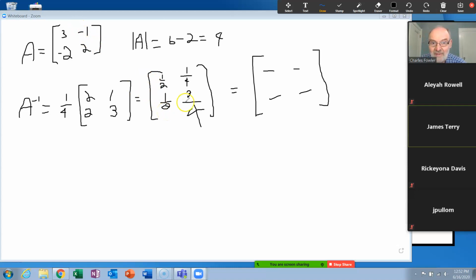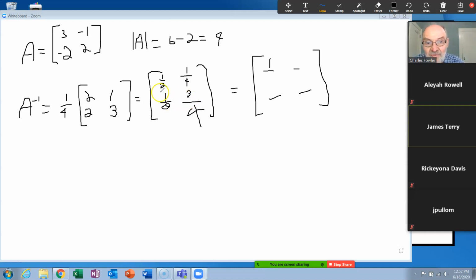3/2 minus 1/2. That's not too bad. That's 2/2, and 2/2 is 1. I'm multiplying A by A inverse. A up here by A inverse down here. Okay. And we're doing the 1,1 entry, so it's the first row here by the first column there. So that's 3 times 1/2 is 3/2, minus 1 times 1 half is minus 1 half. 3 halves minus 1 half is 2 halves, and that's 1, right?